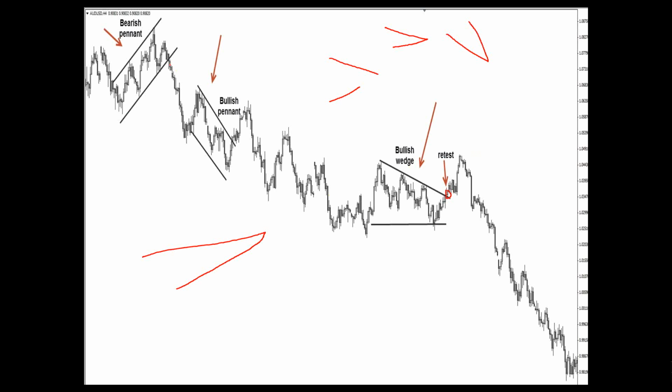Also pennants here, you can see it. It's 4-hour time frame. Even if we zoom into 15-minute time frame, look at this. We can clearly see a retest. Retest to the downside. You see breakout, pullback, retest, and continuation. Here to the upside. Breakout, pullback, continuation here. Wedge, breakout, pullback, continuation there.